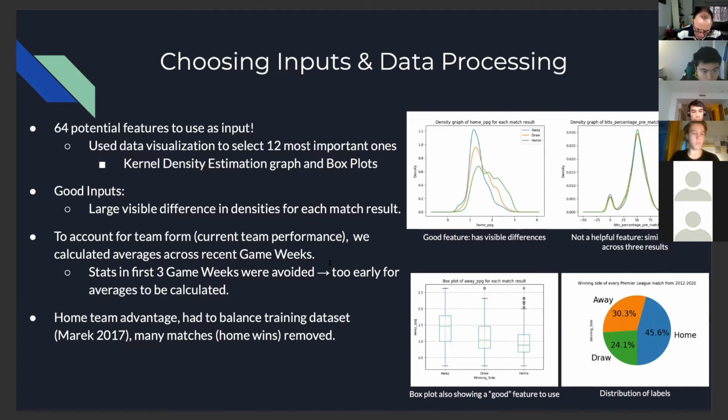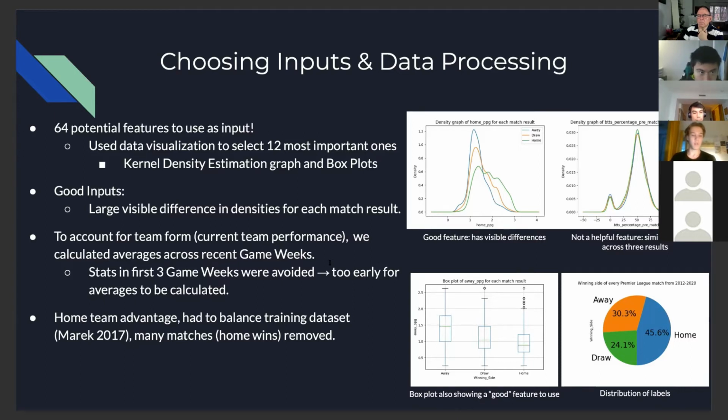So to choose our inputs from those 64 potential features, we used kernel density estimation graphs and box plots to determine how different each of the features were in terms of predicting the outputs. As you can see, the graph on the left is pretty nice because each of the outputs obviously has a different density for the inputs, and it's visibly obvious. And then on the right, you see a less good graph where the input feature doesn't really help us predict the outcome.